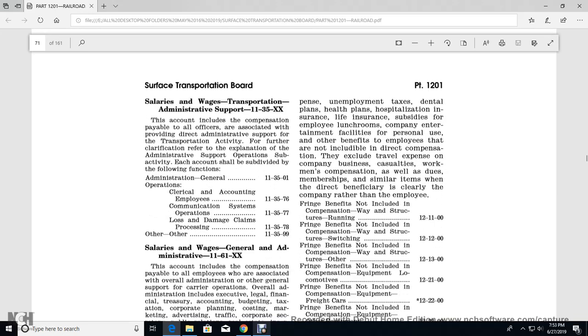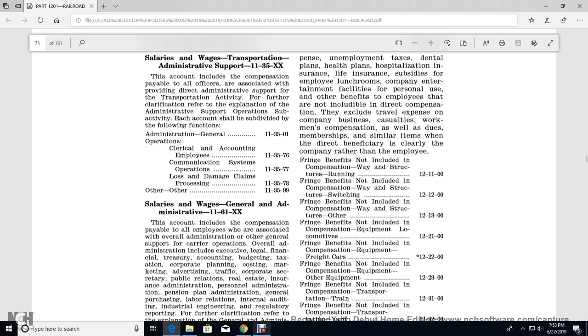Fringe benefits does not include the compensation of structure: the running, switching, other. Fringe benefits does not include the compensation of equipment: the locomotive, the freight cars.